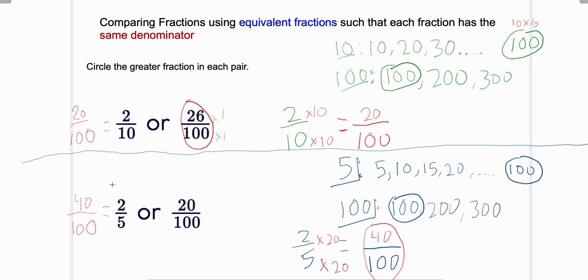hundredths. So which fraction is greater? 40 hundredths or 20 hundredths? Well, there are more hundredths here, right? Because it's 40 against 20. So 2/5 is the greater fraction.